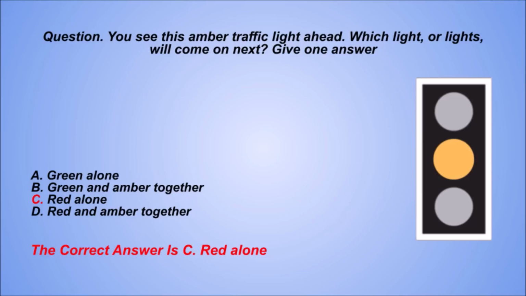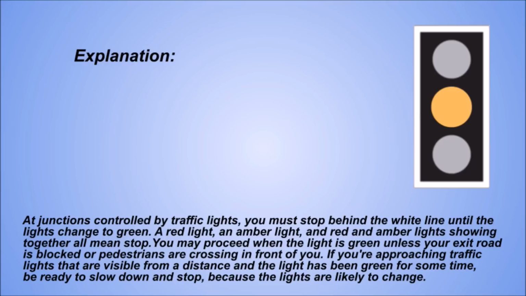The correct answer is C. Red alone. Explanation: at junctions controlled by traffic lights, you must stop behind the white line until the lights change to green. A red light, an amber light, and red and amber lights, showing together, all mean stop. You may proceed when the light is green unless your exit road is blocked or pedestrians are crossing in front of you. If you're approaching traffic lights that are visible from a distance and the light has been green for some time, be ready to slow down and stop, because the lights are likely to change.